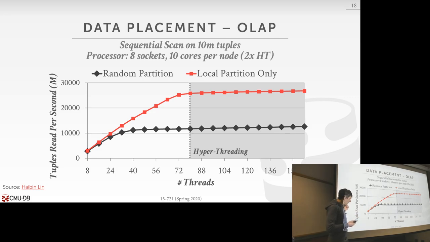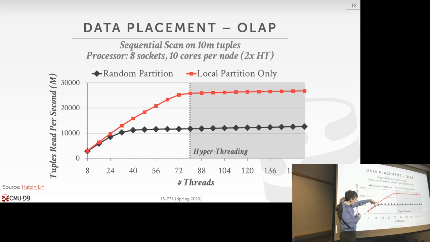Along the x-axis, you're going to see we're adding more threads to do the sequential scan in parallel. So the size of the table is always going to be the same. Now we're just adding more threads so that we can execute the scan in parallel. What you see is that at the lower core counts or thread counts, there's the random partition, where you just let the OS decide where it wants to put it. The local partition is where you assign threads to execute the scan on data that's local to its NUMA region.